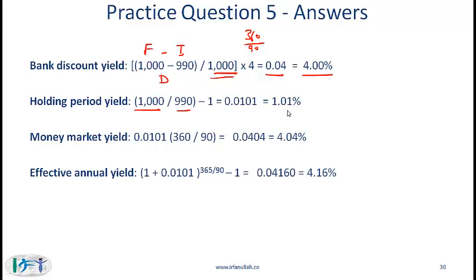We could have also simply done 10 divided by 990, 990 being the investment amount. This will give us the same answer. Money market yield is the holding period yield times 360 over 90. That gives us 4.04%, which is higher than the bank discount yield. And with effective annual yield, we take 1 plus the holding period yield and then raise to the power of 365 over 90 minus 1, and this gives us 4.16%.